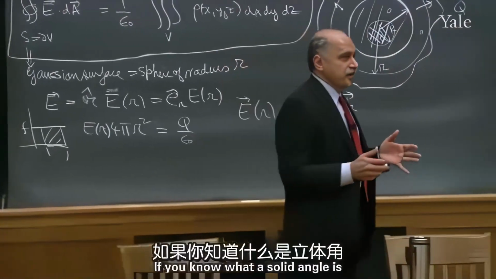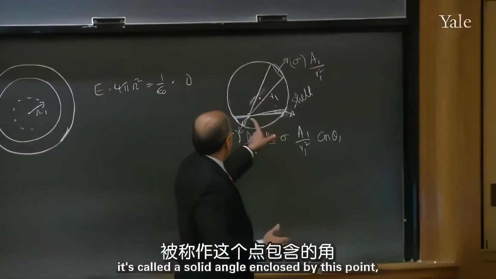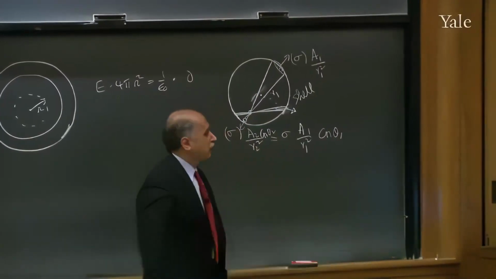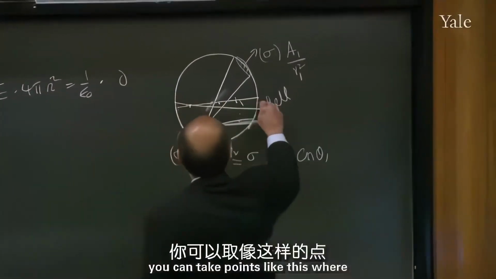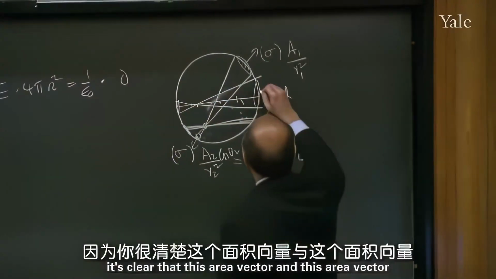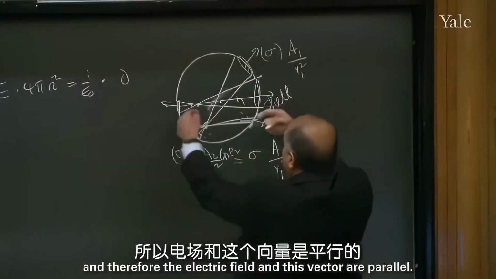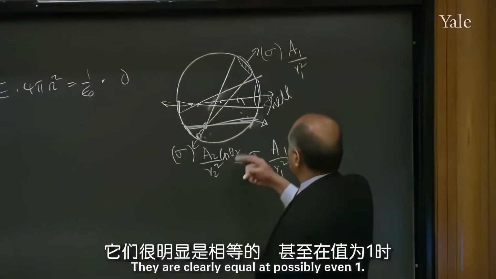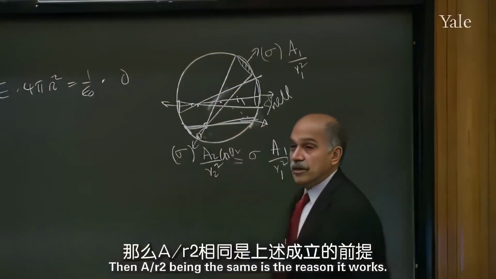If you know what a solid angle is, it's very easy to say. This is called, with the cosine thetas in it, a solid angle enclosed by this point. And the two things have the same solid angle, and they cancel. But if you don't want the most complicated proof, you can take points like this, where it's clear that this area vector and this area vector are both perpendicular to the radial direction, and therefore the electric field and this vector are parallel. Then you don't need the cosine thetas. They are clearly equal, or possibly even 1. Then A over r squared being the same is the reason it works.